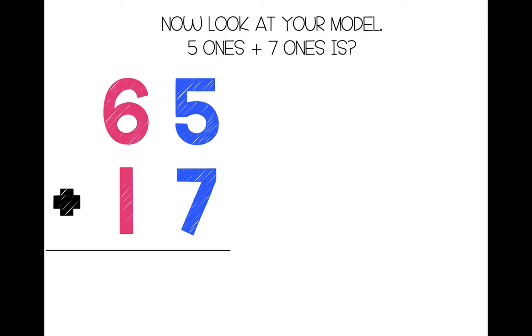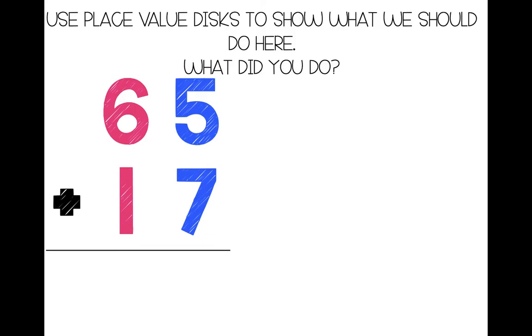Now, look at your model, your place value chart. Can you tell me what 5 ones plus 7 ones is? That's right, it's 12 ones. Can you use your place value discs to show what we should do here? I'll give you a hint. Look at that ones place on your place value chart. We know that 12 is too many to keep in our ones place. So what can we do?